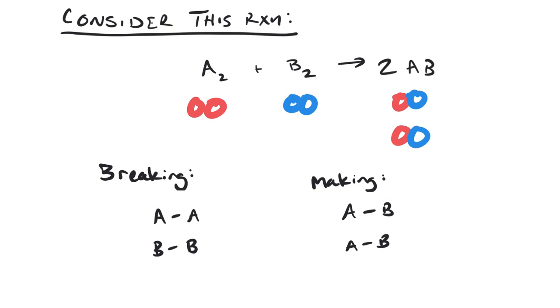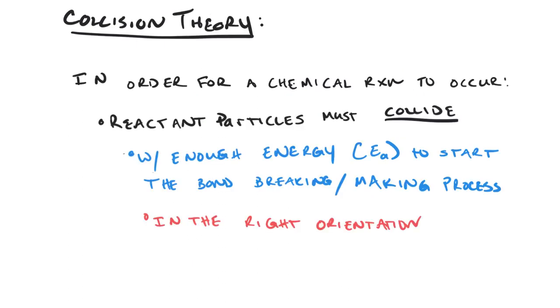So what has to happen in order for this to occur? In order for this bond breaking and bond making process to happen, something has to occur between that A2 and that B2 molecule. What happens is something called collision theory. Basically, those molecules, A2 and B2, have to run into each other. They have to collide.